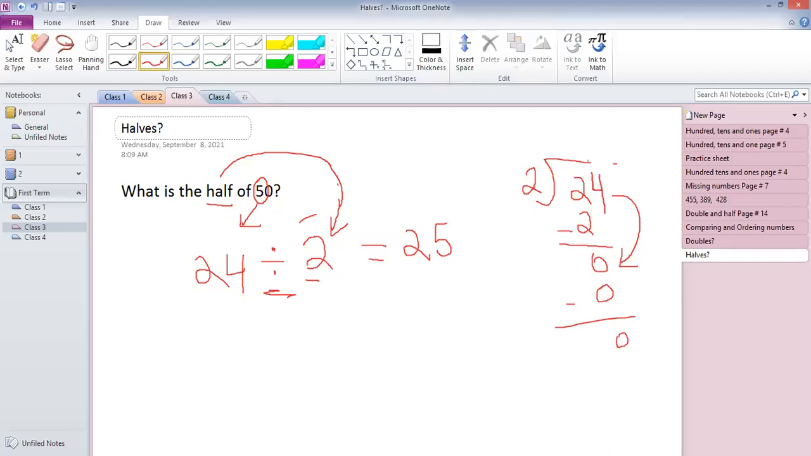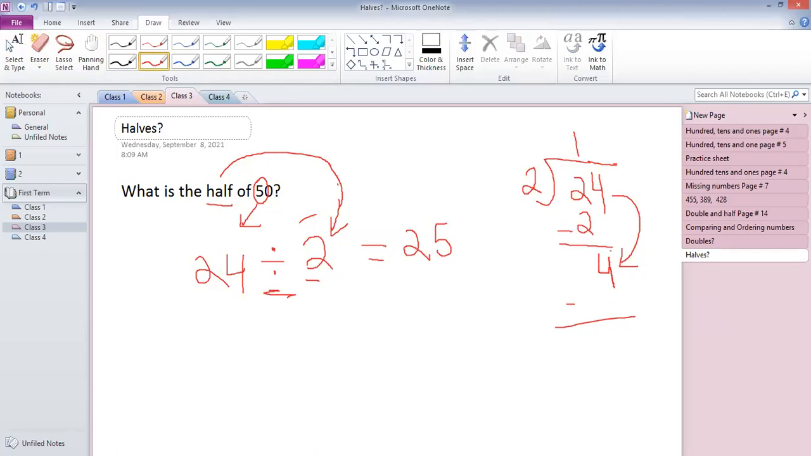24. 2 multiplied by 1 equals to 2. 2 minus 2 equals to 0. Then this 4 will come down. 2 multiplied by 1 equals to 2. Then you will subtract 2 minus 2. 2 minus 2 equals to 0. This 4 you will put down.